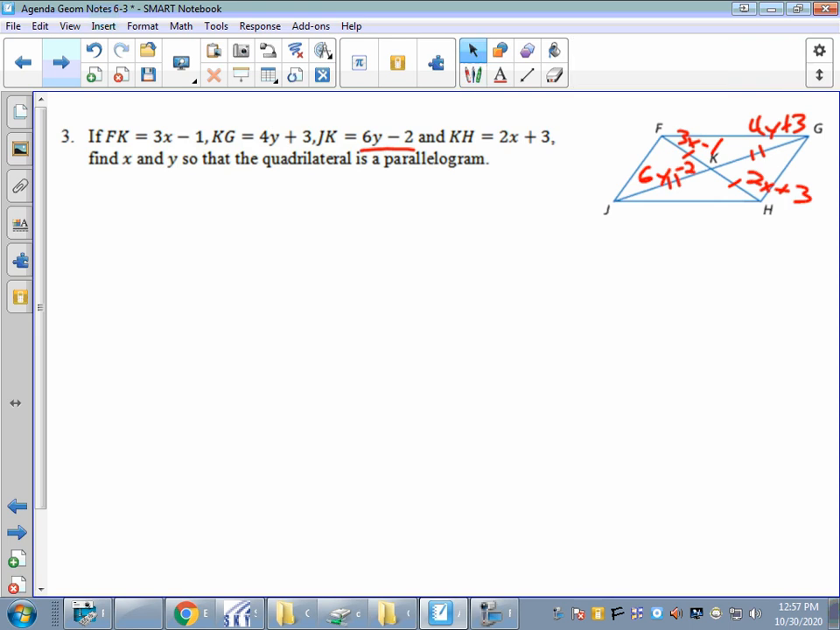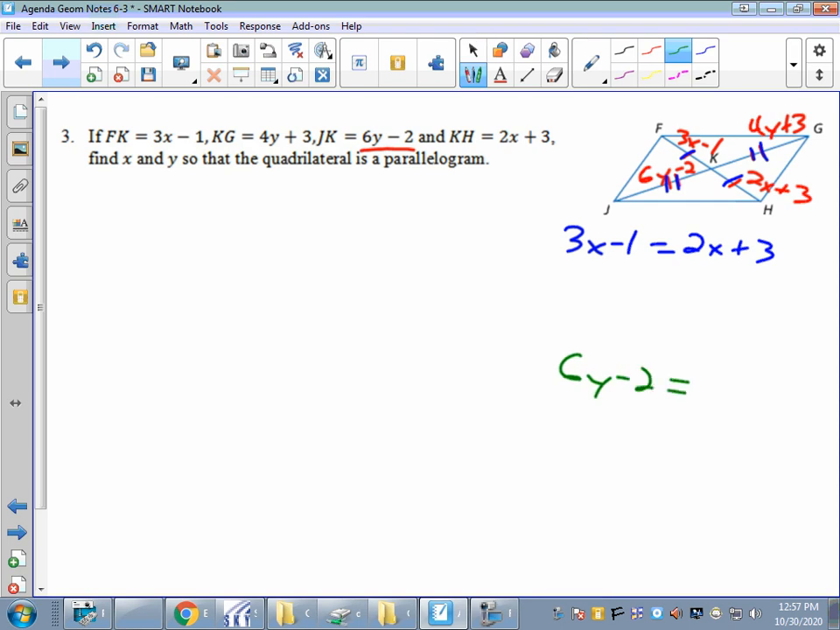Okay? So remember, again, talking about the diagonals, they would have to be congruent, I could set these equal to each other to figure it out. So for x, I would just go 3x minus 1 equals 2x plus 3, and you could solve from there. You could do the same thing with your y's and say 6y minus 2 equals 4y plus 3, because they would have to be congruent if it's a parallelogram. Okay?